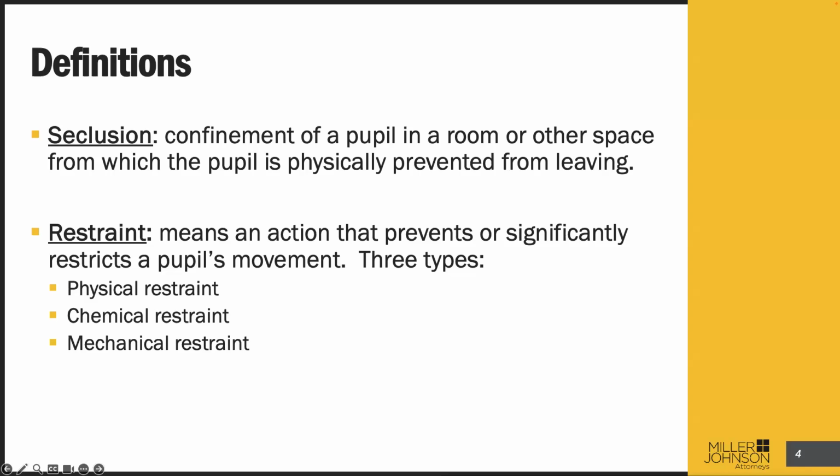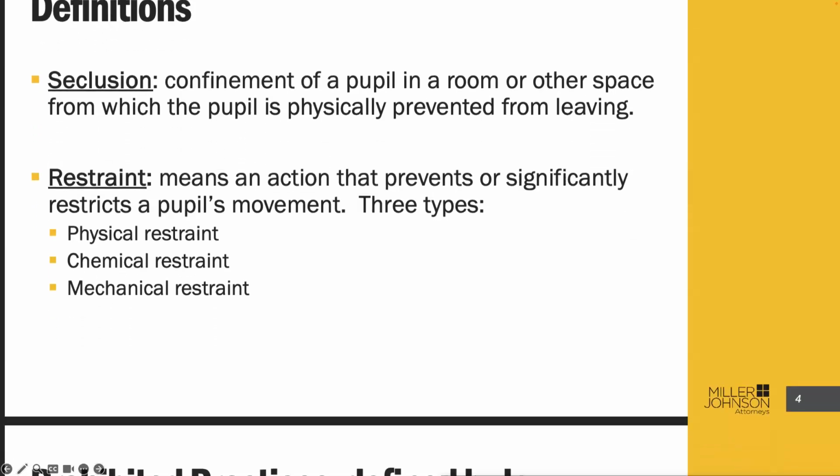There are generally three types of restraint: physical restraint, chemical restraint, and mechanical restraint. In the K-12 setting, we typically see physical restraint as the primary apparatus of restraint, though mechanical restraint does come into play at times. Chemical restraint you see much less often, but ultimately all are prohibited by law in the state of Michigan.